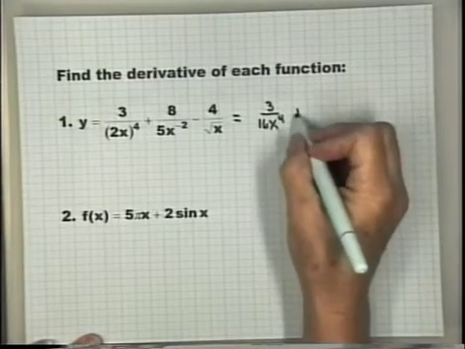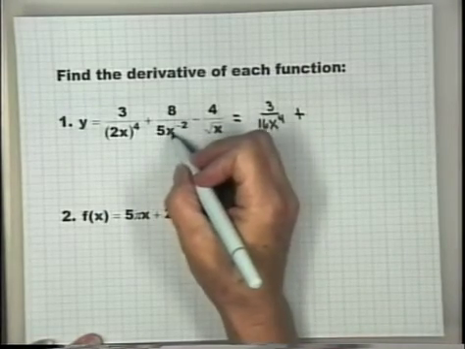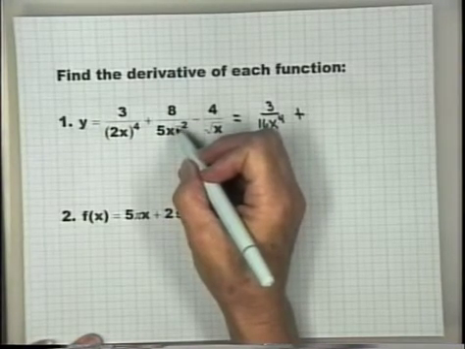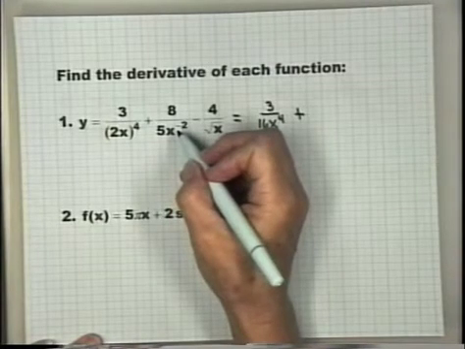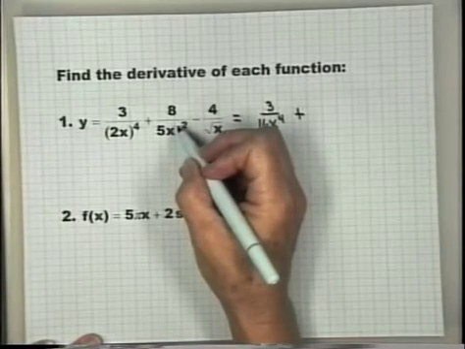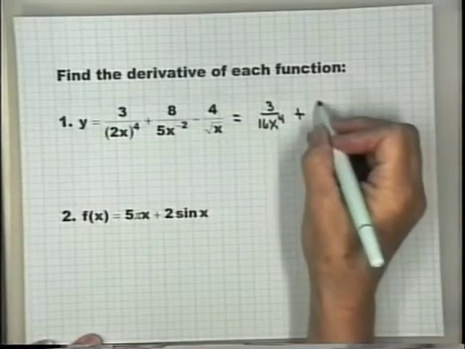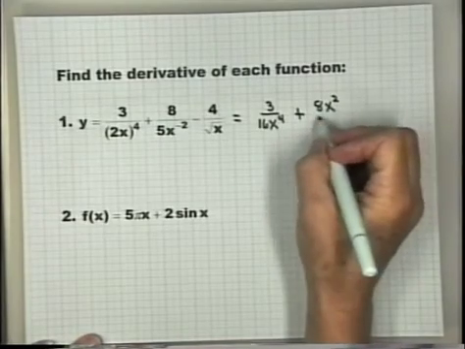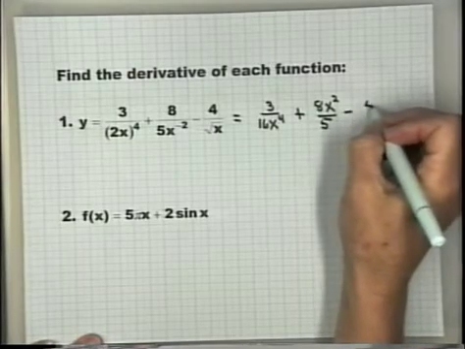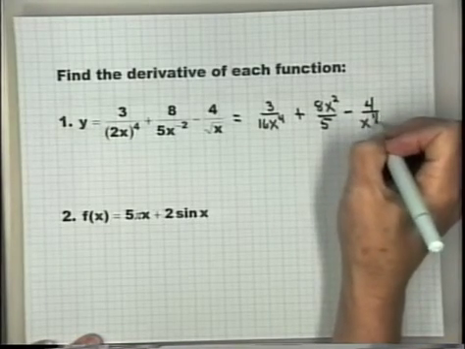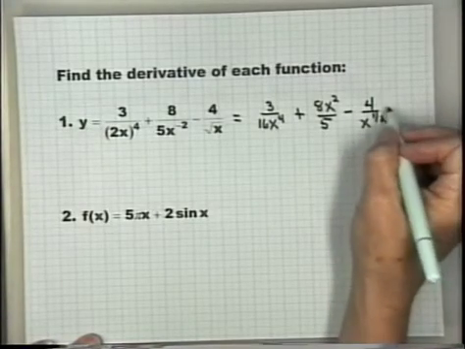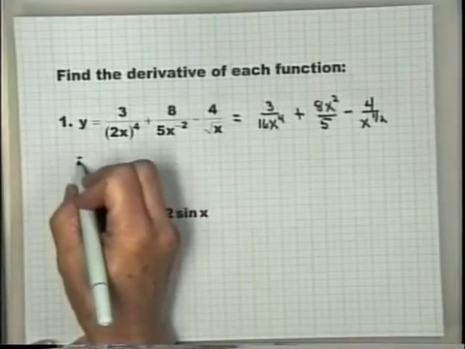Plus, I have 8 over 5x to the negative 2. Now, my negative power is down here. Remember, though, if you flip it, then the power becomes positive. So it's just the x that has this negative power. So if I flip it, it's going to end up here. And so I'm going to have 8x to the positive 2 over 5. And then finally, I'm going to rewrite this last as 4 over x to the 1/2 power, because the square root is a 1/2.